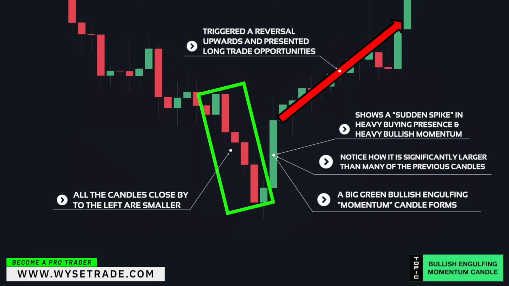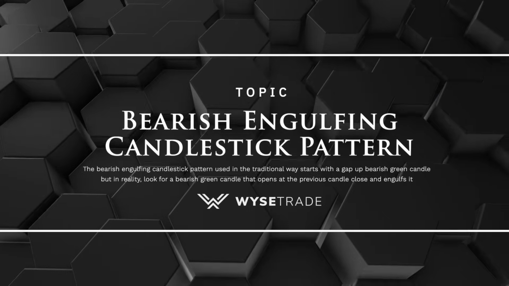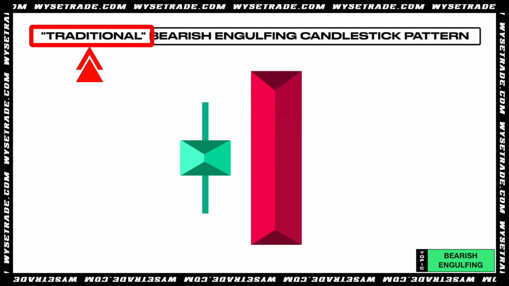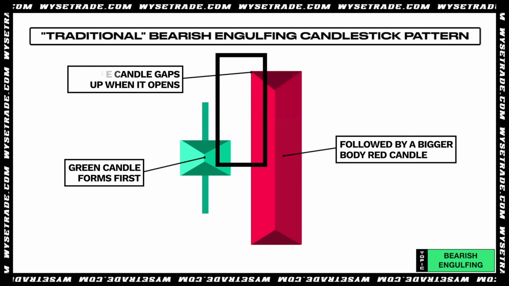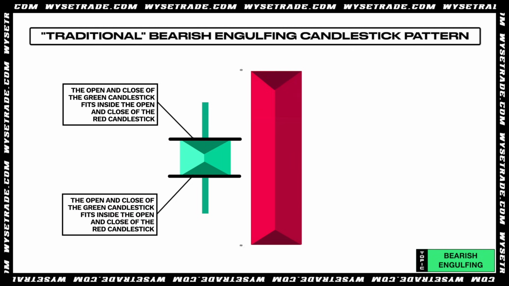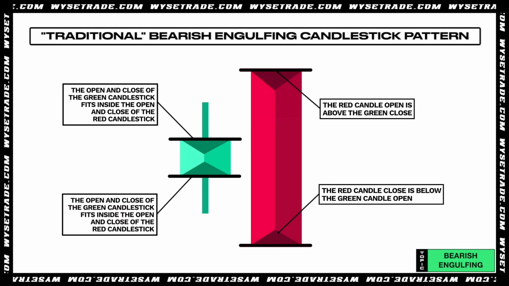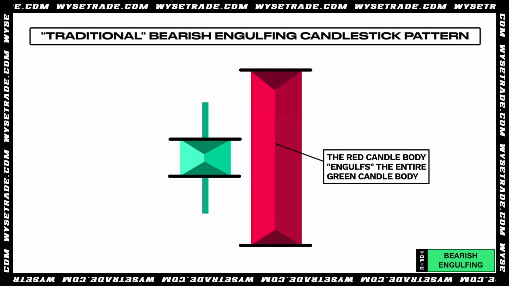Now, going in the opposite direction. A bearish engulfing candlestick pattern. This is the traditional way to identify the pattern. You have a green candle first, followed by a bigger body red candle that gaps up. The open and close of the green candle fits inside of the open and close of the red candle. This gives you your bearish engulfing candlestick pattern because the red candle engulfs the entire green candle.